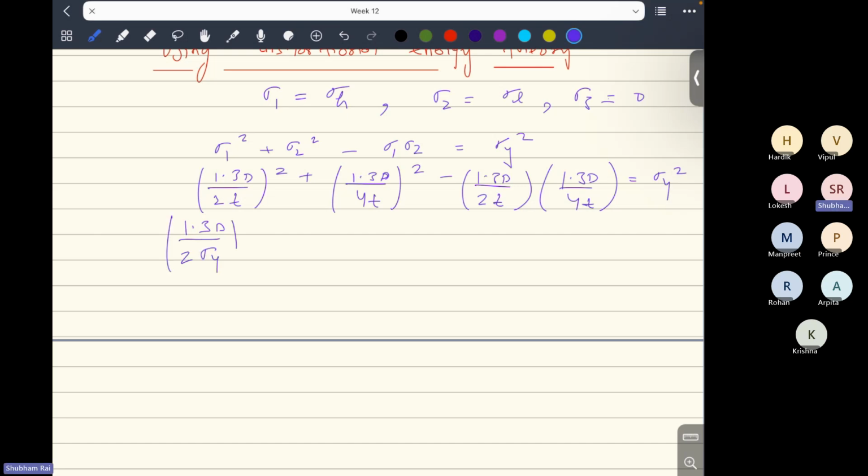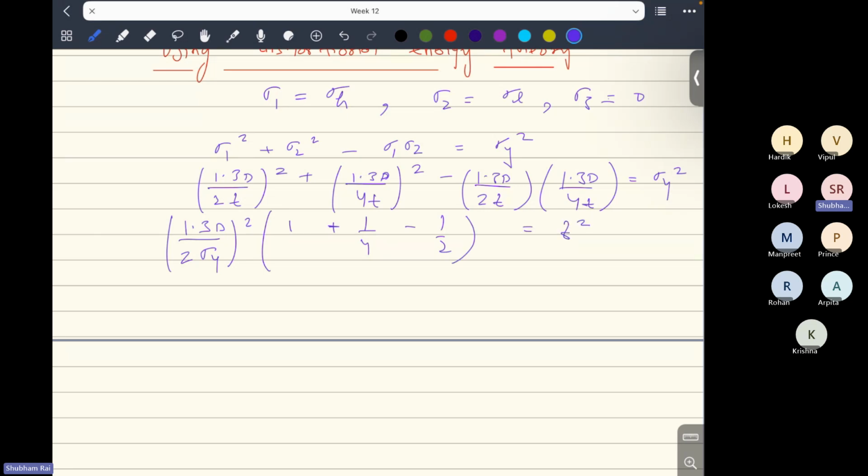So if you take common, let's say, in the first term you will be left with 1. In the second term you will be left with 1 over 2 whole square, that is 1 over 4. And in the third term, it's really plus, you've taken 1 over 4, so you've taken 1.3d common, and then sigma y common, and 4 you have taken common, so you'll be left with 2. Oops, sorry. So that should be equal to t square.